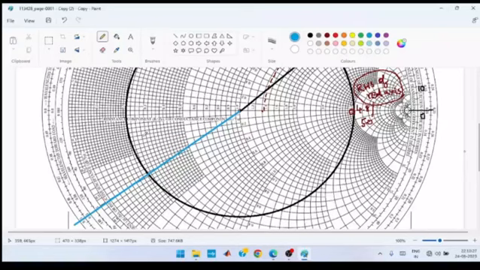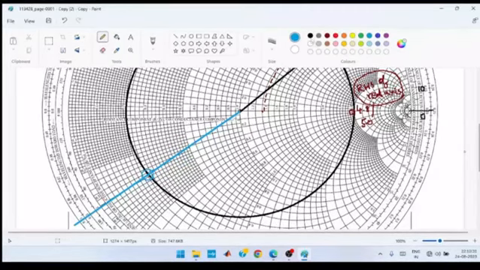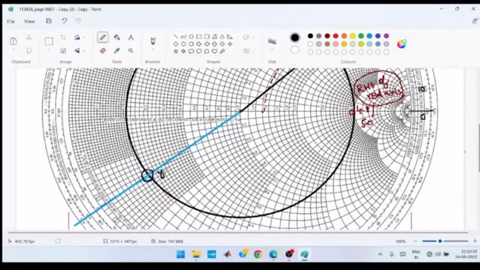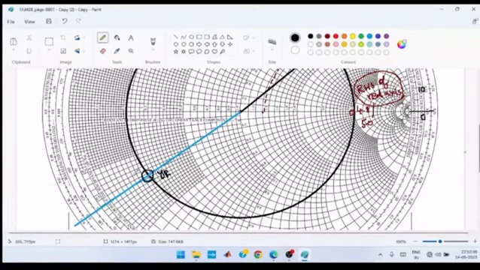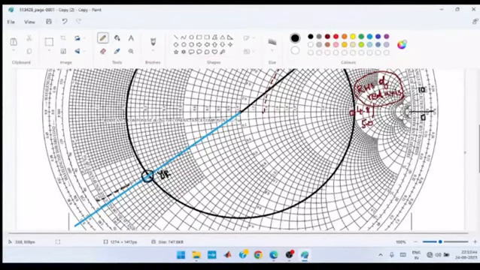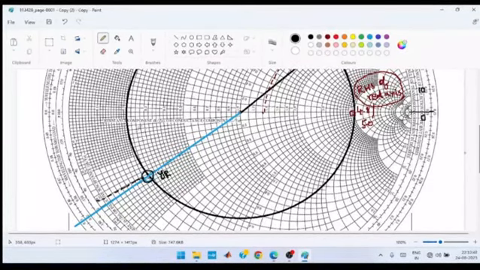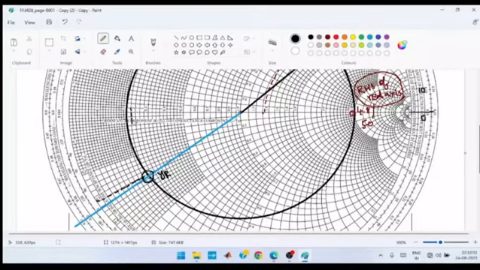So it is intersecting with yr, right? This is the point where the straight line is intersecting. So this value is nothing but yr. Now we need to find out the value of yr. For finding the value of yr, you need to trace. Don't just take the value; you need to trace like this. So this is 0.3, and here the value is like this. Like this, we have to trace.